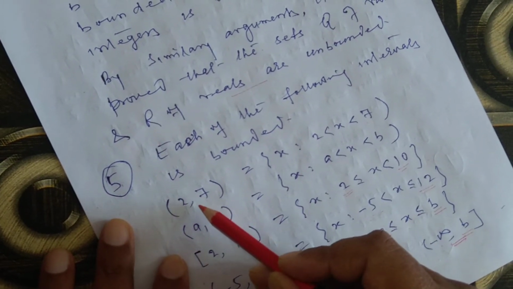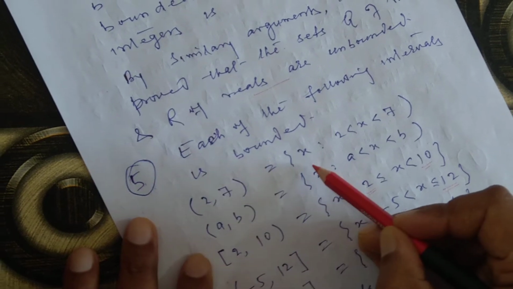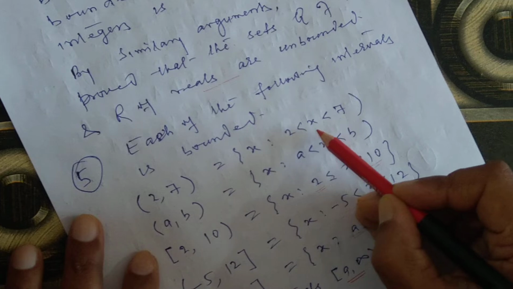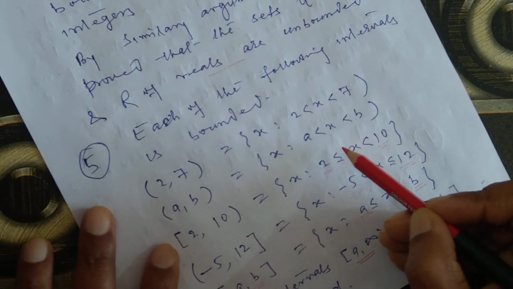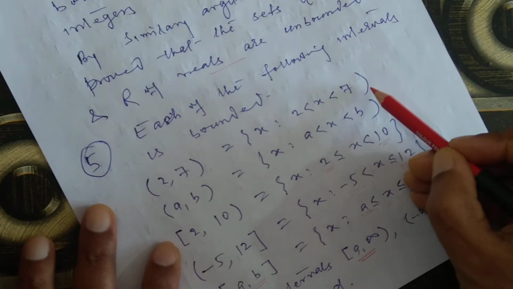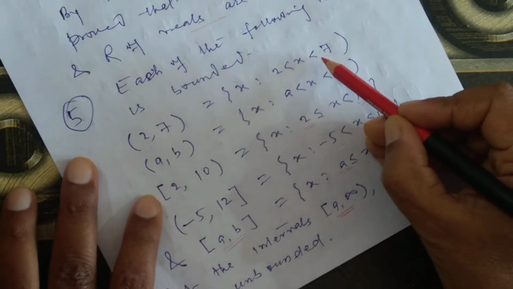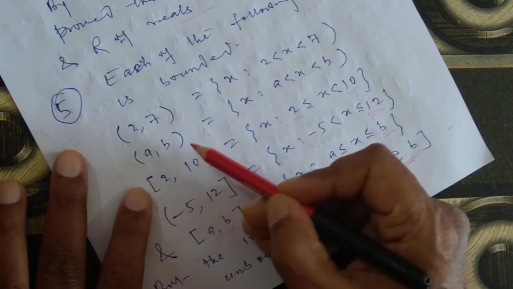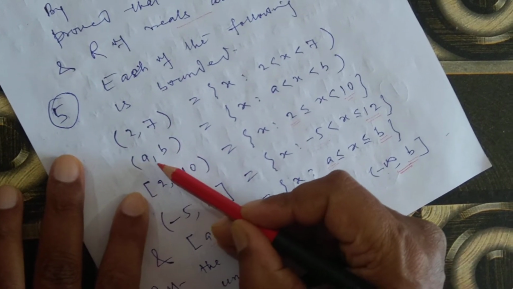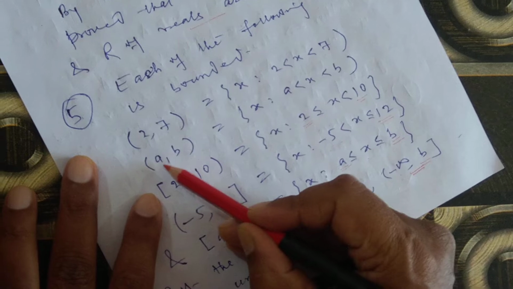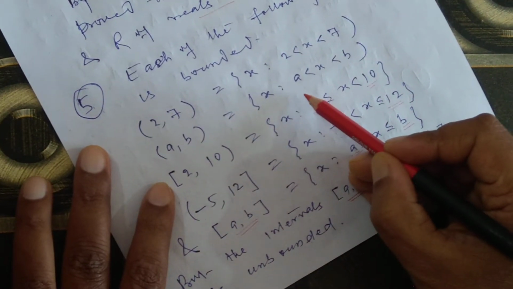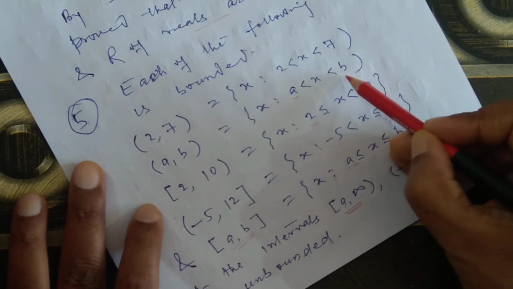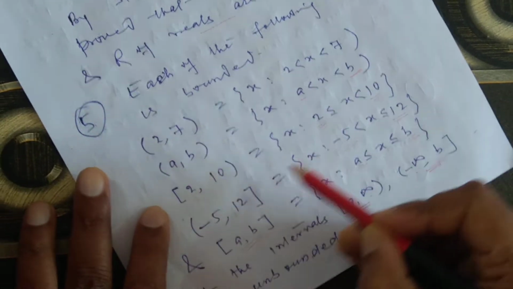Let us take an example, the open interval (2, 7), which denotes the set of all x such that 2 is less than x is less than 7, and this is an infinite set whose LUB is 7 and GLB is 2. Generalizing this case, you can say that the open interval whose end points are A and B is bounded, whose GLB is A and LUB is B.